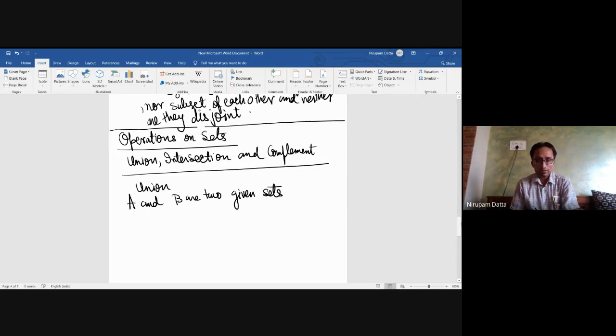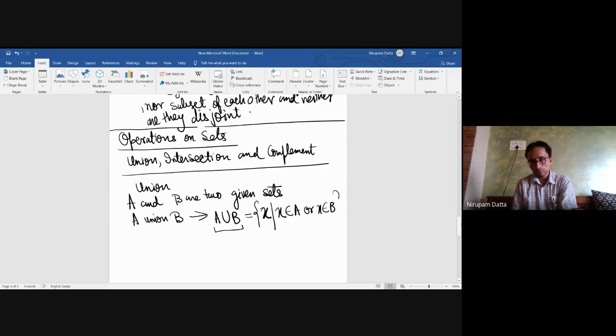Now when we say A union B, we mean this. We use this symbol, A union B. So this A union B is itself a set. Understand this thing. A and B are already two given sets. So when we write A union B, it is itself a given set. So what does this mean? The general representation of the elements of this set A union B is X. And how do we describe X? We say that X belongs to A or X belongs to B.